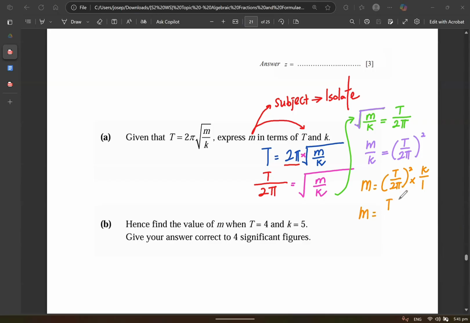M equals t squared. The square, when it spills inside, goes to everything. You understand? So t squared over 4 pi squared, with a k over here. Does that make sense to you? All right. So m equals this, and therefore this is your answer for this question.